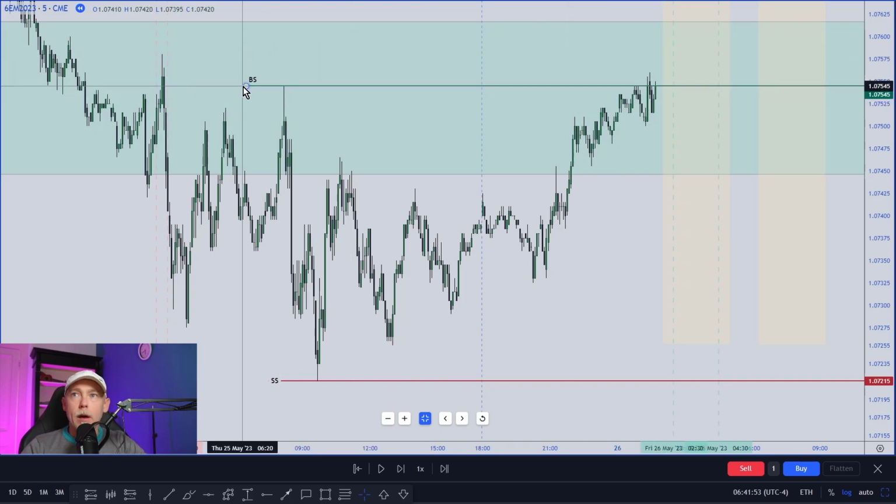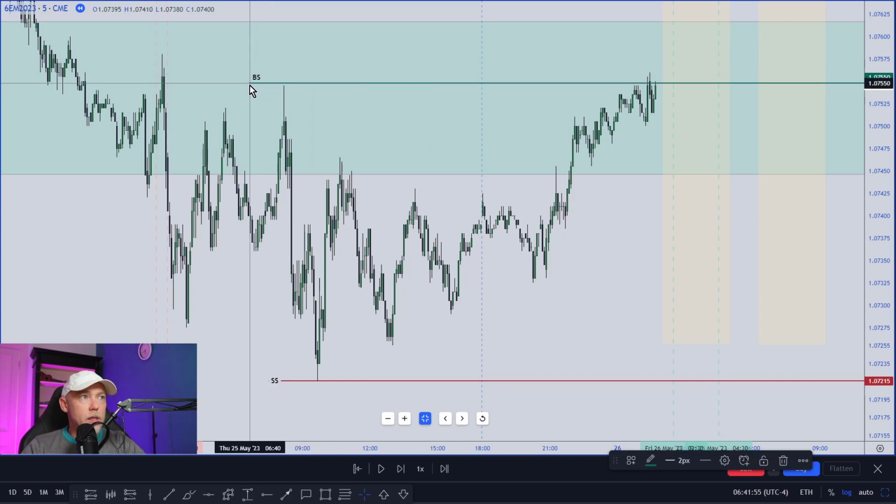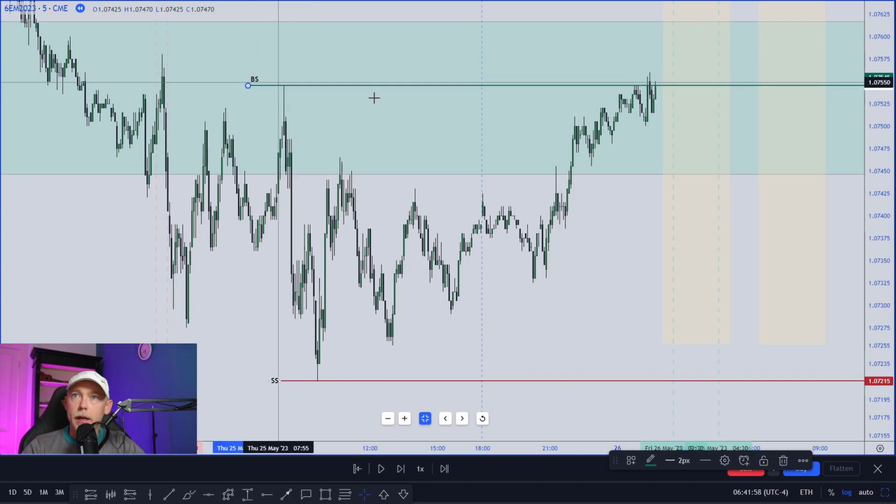So here I marked up this morning buy side. This is the buy side area I identified here, this high. And price kind of broke above that high there. And this green box represents between 7 a.m. and 10 a.m., the UK session, GMT time.